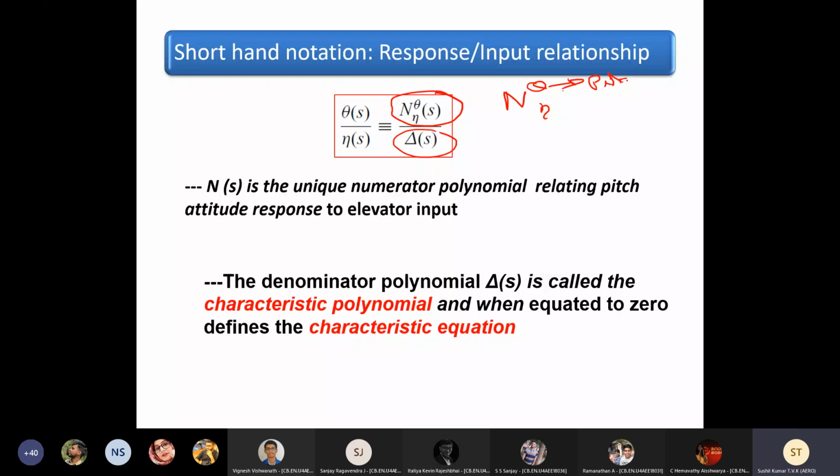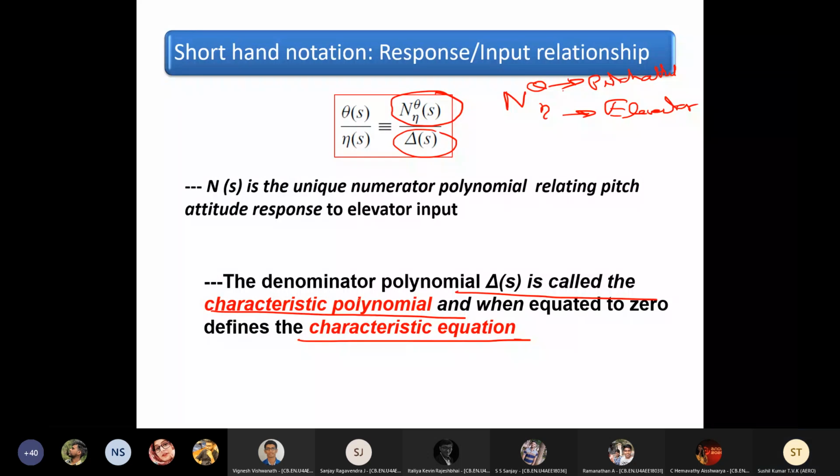So it just says this transfer function is for this particular combination of output and input. It's just a nomenclature used in the book. And del of s is called the characteristic polynomial. When equated to 0, it is the characteristic equation. And that's what you used in your Routh and all to find out the stability. Now we'll see how to get this transfer function. So just a shorthand notation, okay? Don't get worried about all this. The notation used in this book. That's all.